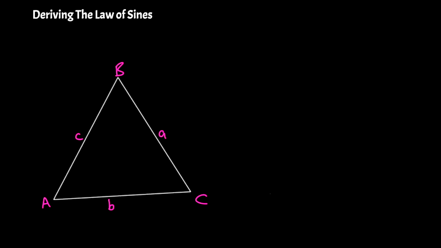So I'm going to drop a perpendicular line from angle B down to side B. So now I have these 2 right triangles, the one on the left, the one on the right. And let's call this dashed line in the middle H, like H for height. And now we can actually start setting up some sine equations.